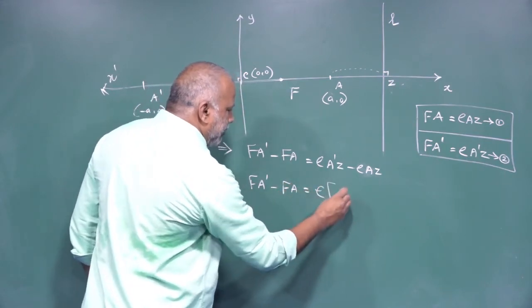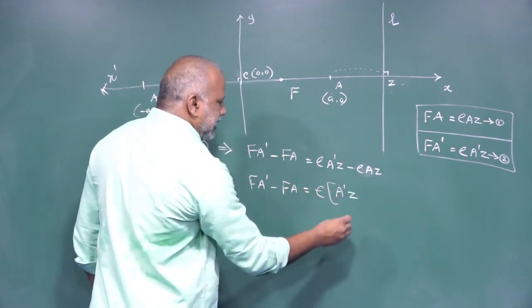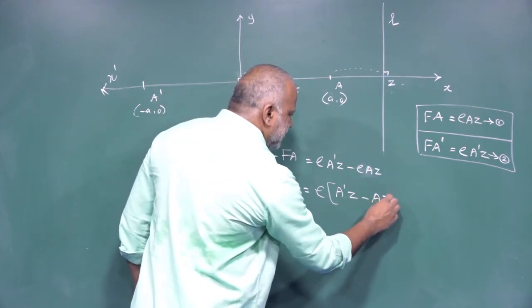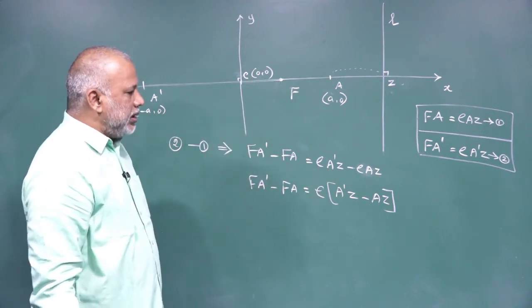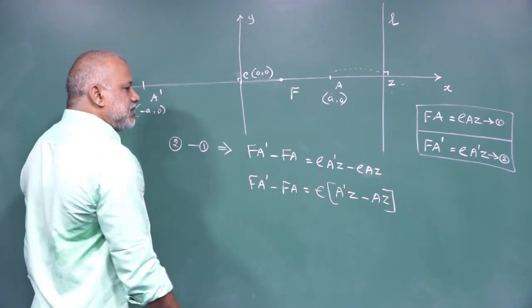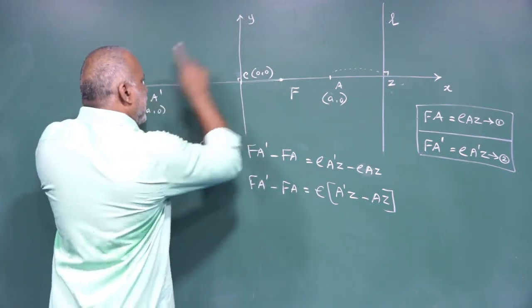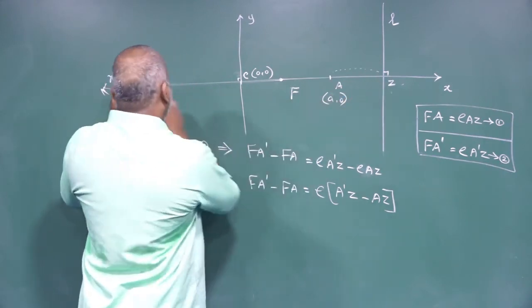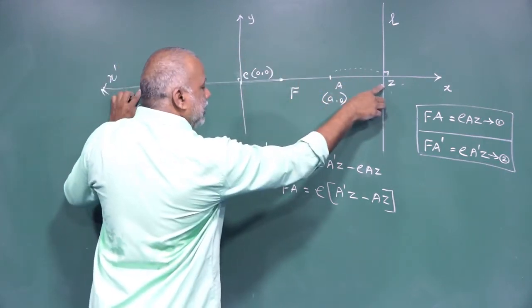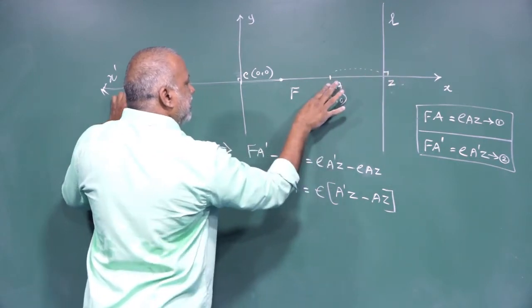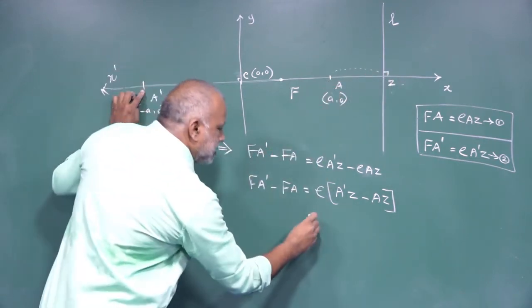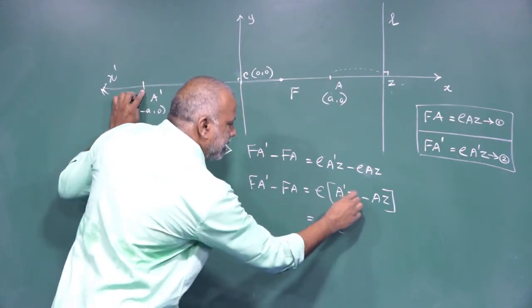Take out E as a common. A dash Z minus AZ, taking E as a common value. See the board. A dash Z. Where is it? A dash here, Z is here. A dash Z minus AZ. Therefore, we have to remove this one. Then the value becomes A dash, say E, A dash Z.